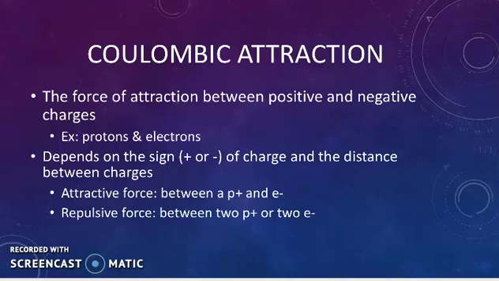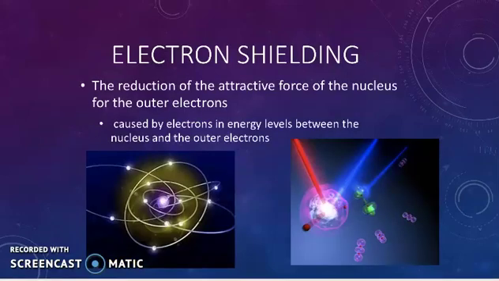So opposites are attracting. Those protons in the nucleus are trying to pull the electrons closer to them. But at the same time, we have a repulsive force between the two protons or two electrons. So two electrons, electrons closer in towards the nucleus are going to be pushing away the electrons further out. So remember, opposites attract, so the protons and electrons are going to be trying to pull together, but we also have the electrons in between there forcing those out, which leads to electron shielding, which is our next term.